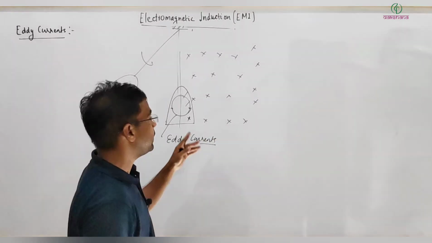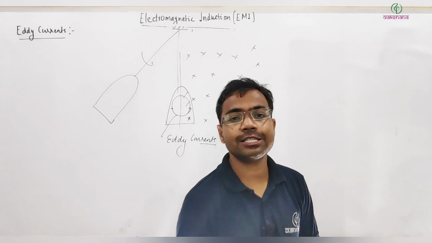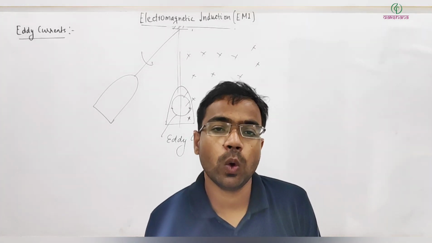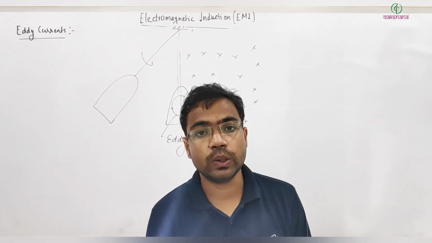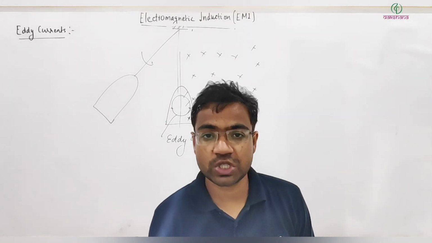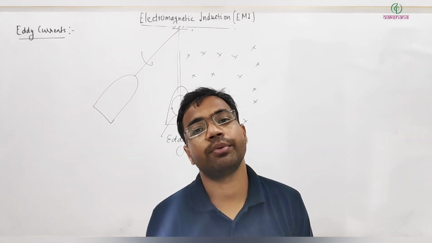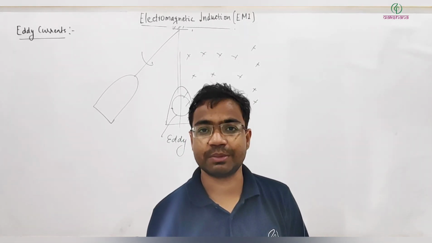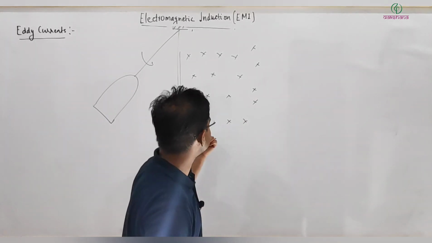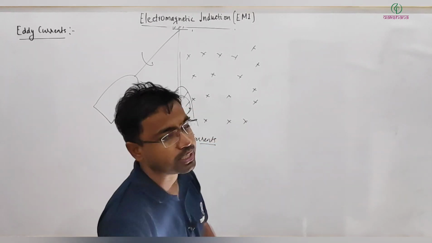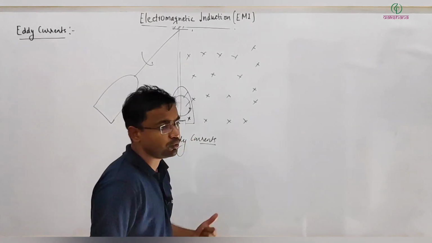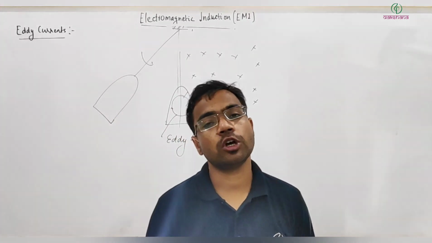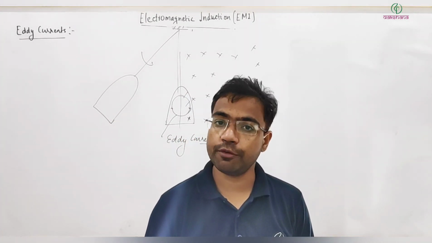Normally what happens when a conductor is there, the resistance of these conductors is low, EMF produced is quite good, so the current produced in these conductors is of large magnitude. And the current in this conductor in the form of loops results in loss of electrical energy in the form of heat.